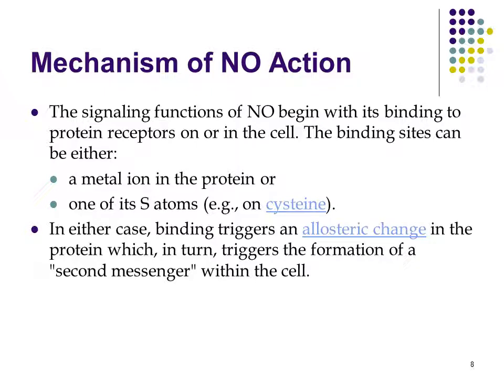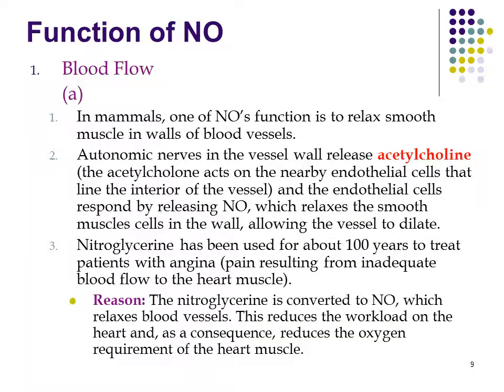Mechanism of nitric oxide action. The signaling function of nitric oxide begins when it binds to protein receptors in the cell. The binding sites can be either a metal ion in the protein or one of its S atoms, for example in cysteine. In either case, binding triggers an allosteric change in the protein, which in turn triggers the formation of a second messenger within the cell.